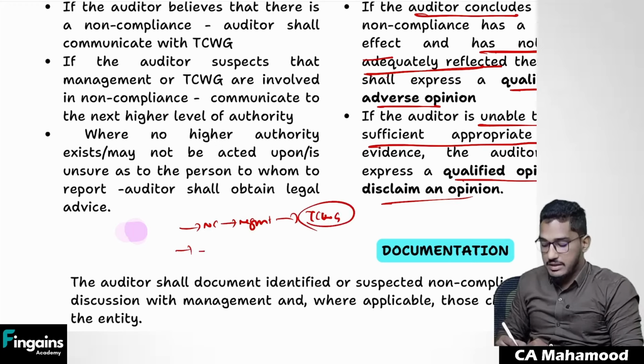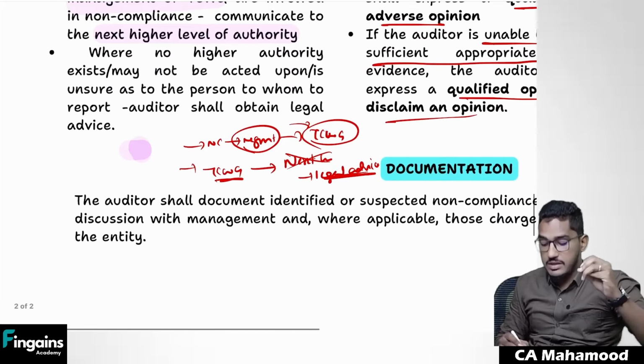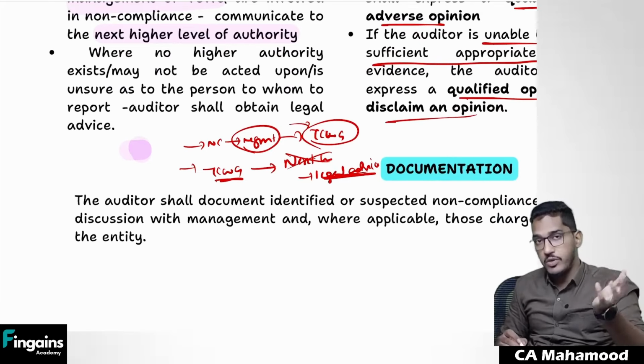Sir, what if there is no next higher level of authority? Go and consider legal advice. Go and consult a lawyer. Ask him what should be done in that case. So that's what they say here. If the auditor believes that there is a non-compliance, go and communicate with those charged with governance. If the auditor suspects that management or those charged with governance themselves are involved in non-compliance, determine the next higher level of authority. If it exists; generally it will not exist. Where no such higher authority exists, or they are not acting upon it even after communication, then you have to go and obtain legal advice. So this is regarding reporting non-compliances to those charged with governance.